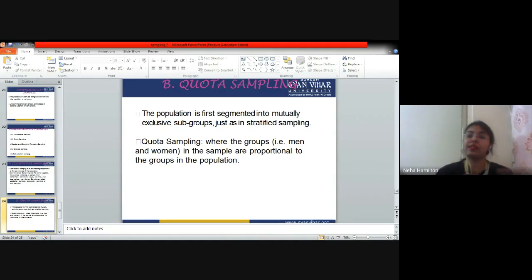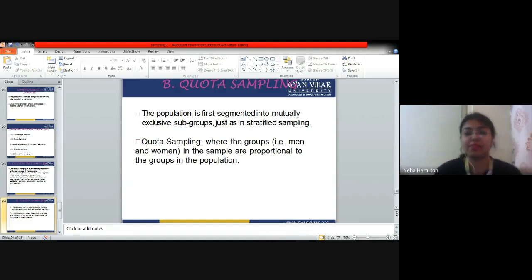If we are covering the general candidates, we should cover the backward candidates also, the OBC, the ST candidates, the tribal area candidates. So they have made a system in which all the variety of candidates who are living in the society, who are part of the society, should be covered. So that's why this quota method has been adopted in India. The same thing happens in research. The population is segmented into mutually exclusive subgroups, which are called strata. When I say mutually exclusive, it means a general candidate cannot be an ST candidate, and an OBC candidate cannot be an ST candidate.